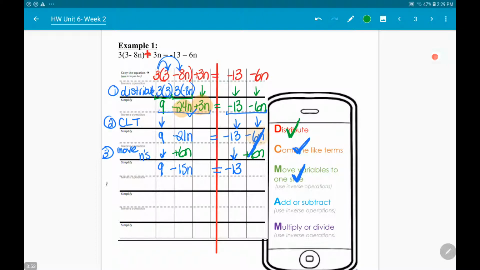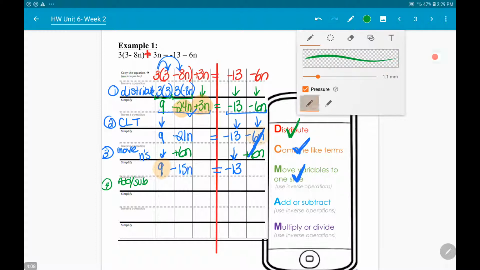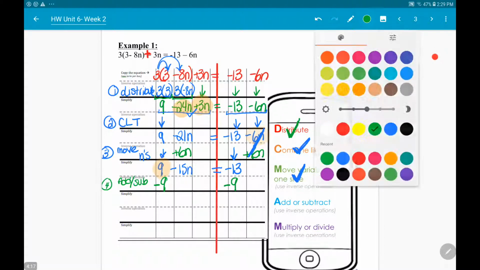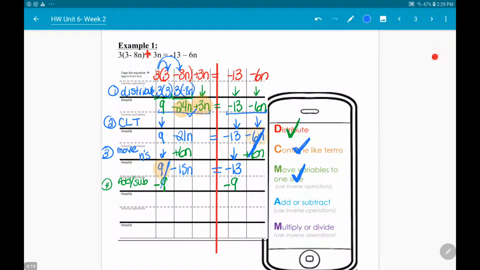Alright, next step. I add or subtract. Alright, and I add or subtract my number without the variable. So I scan my left side and I find the number without the variable. That's this 9. Alright, and what do I do with it? I move it to both sides using the opposite. Okay, simplifying step.